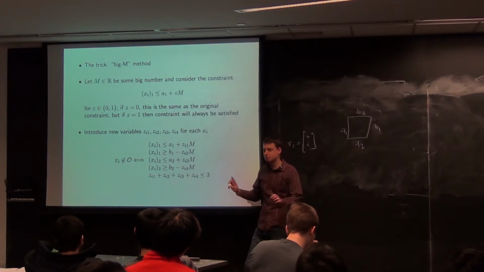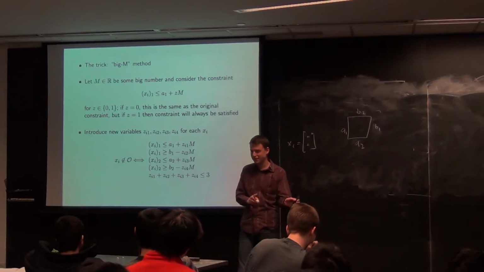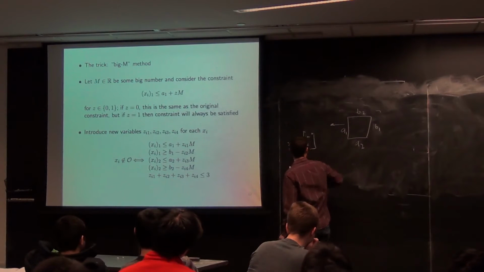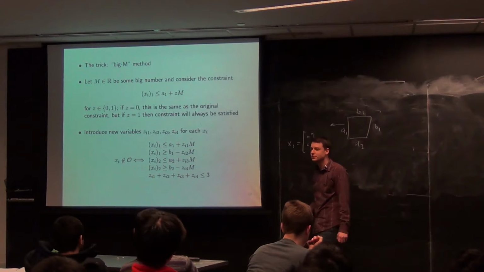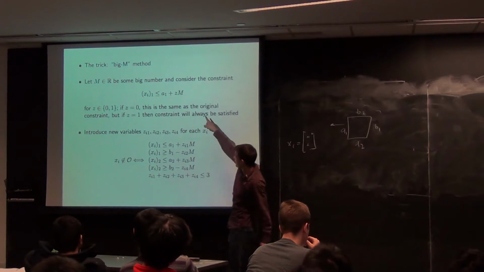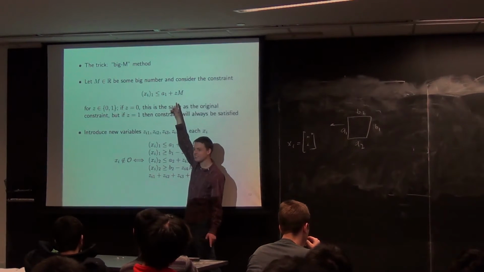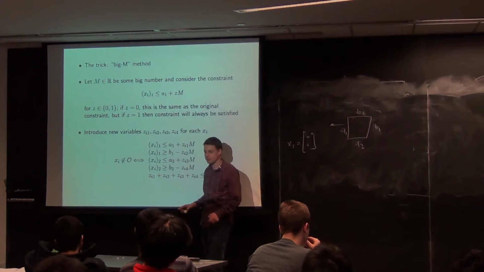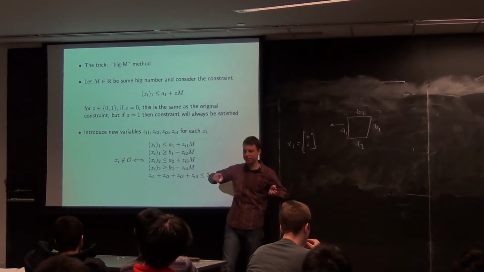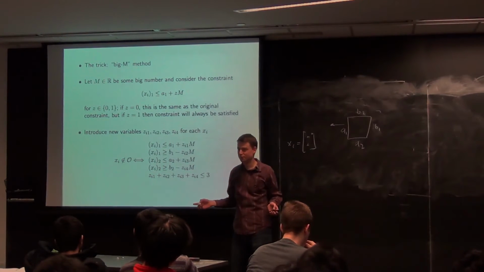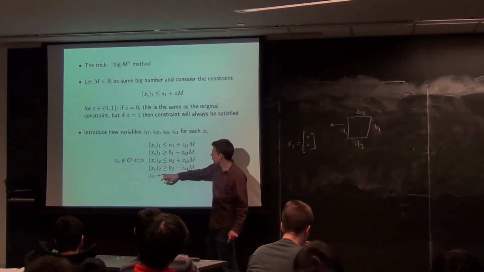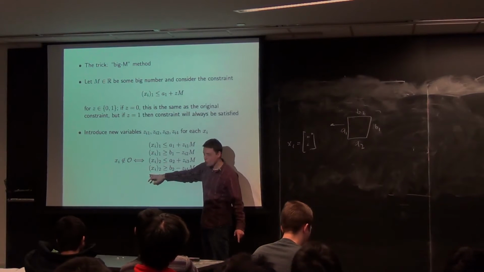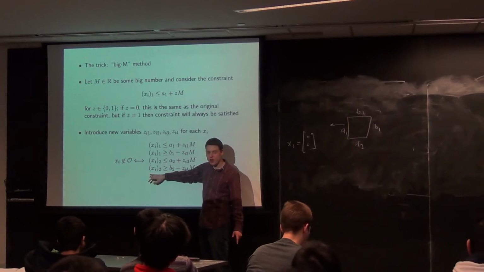Now's the cool part. If z is 0, this is the same as the original constraint. It's just saying we have to be on this side. X has to be on that side if z is 0. If z is 1, we've given ourselves a lot of slack. In fact, if z is 1, this constraint will always be satisfied because M is big, so we're always less than some big number. We can do this for all of them.